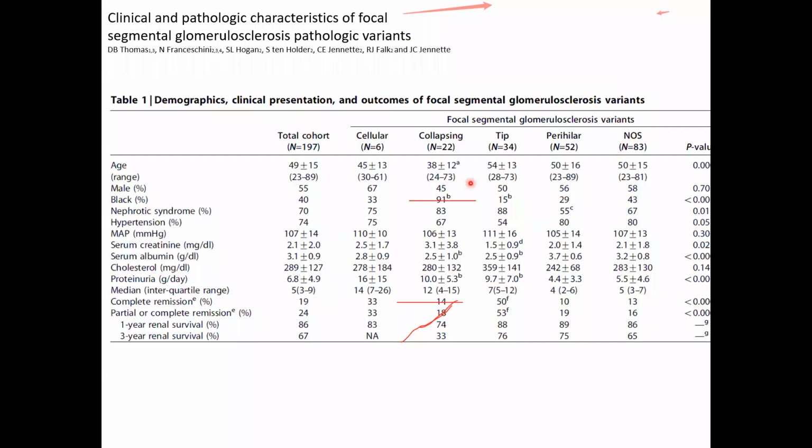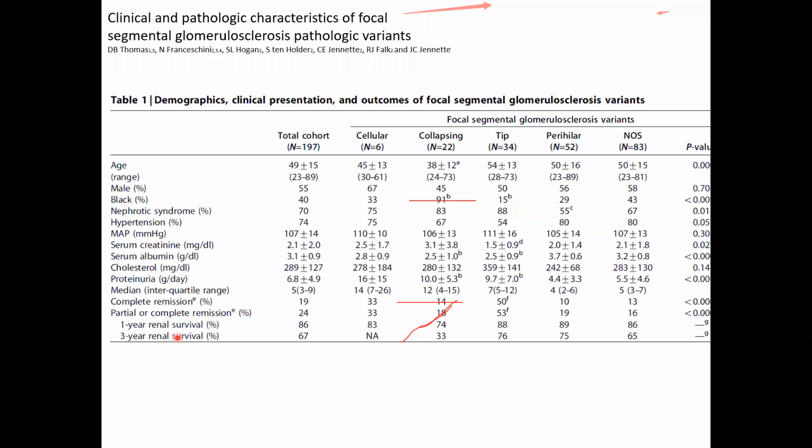So this article highlights the different clinical presentations and outcomes of FSGS variants. As already told, the tip variant has a good prognosis. Here we can see that in 76% of the cases, 3-year renal survival was observed, and collapsing has the worst prognosis. Only in 33% of the cases was there complete remission and 3-year renal survival.